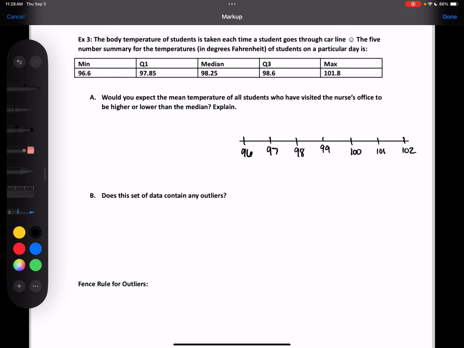But we have a 5-number summary here for the temperatures of the students on that particular day. Would you expect the mean temperature of all students who have visited the nurse's office to be higher or lower than the median? So we need to draw a visual of this first to be able to answer that question. So our median is at 98.25.